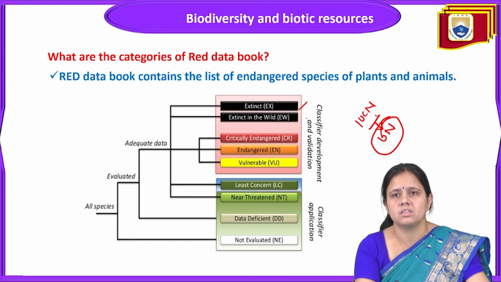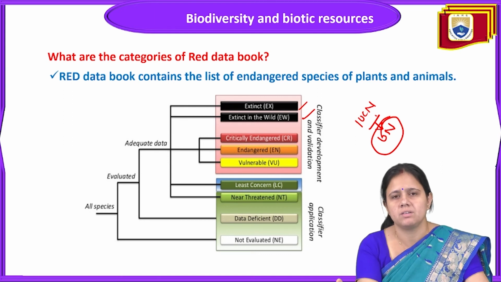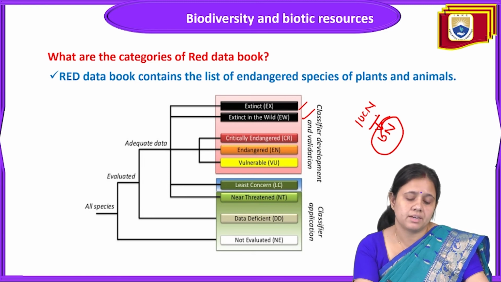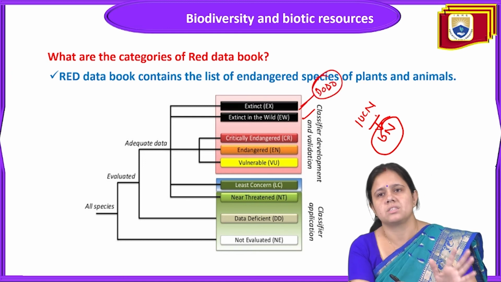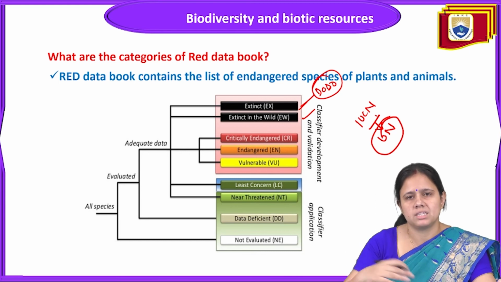First one is extinct and extinct in the wild. Extinct means any species that is not available anymore. Like we can say that dinosaur is totally extinct. Nobody has seen a dinosaur. Dinosaur will not come again onto this earth. So this comes under the category of extinct. The dodo, a bird, is also extinct.